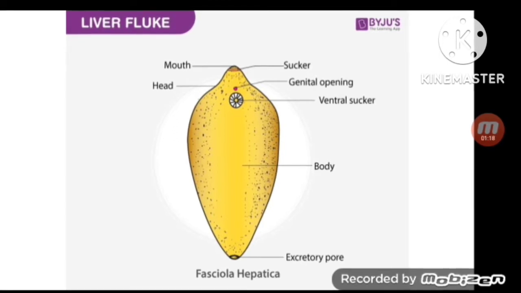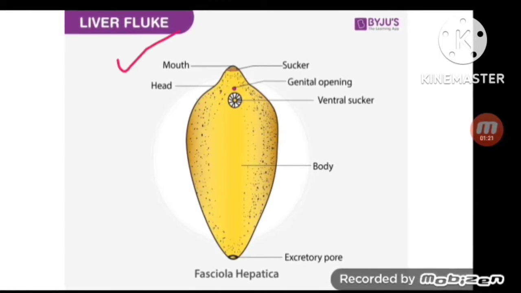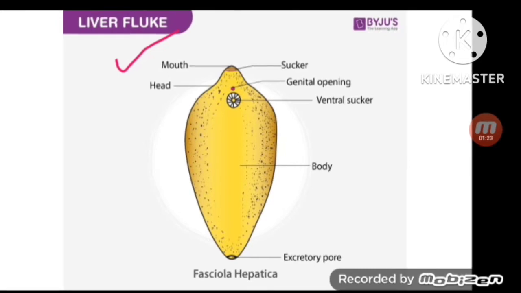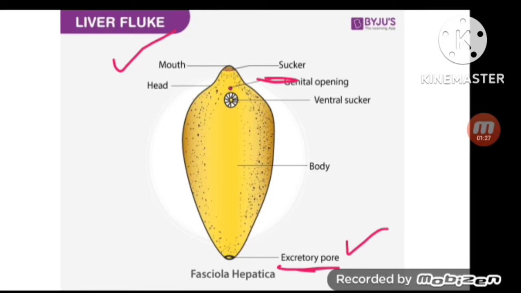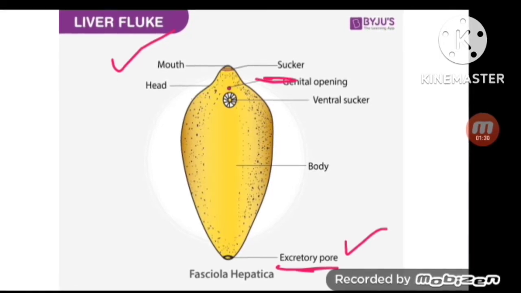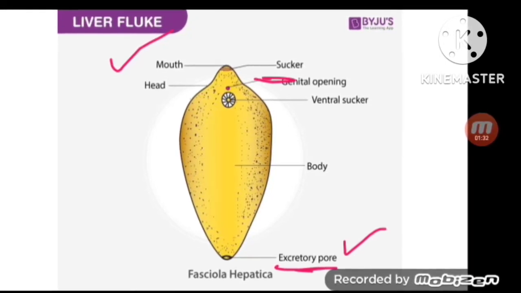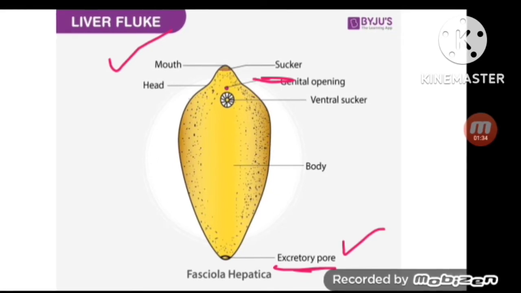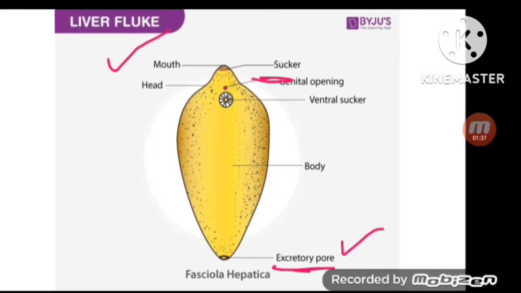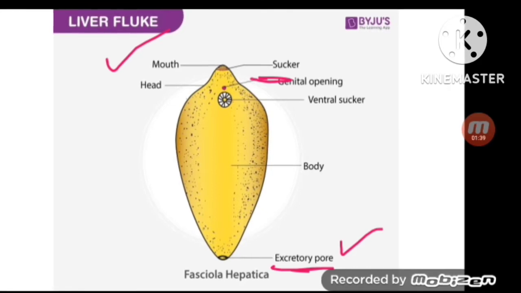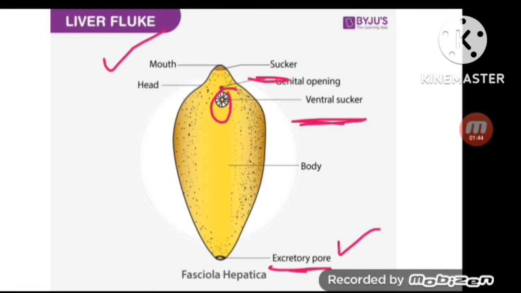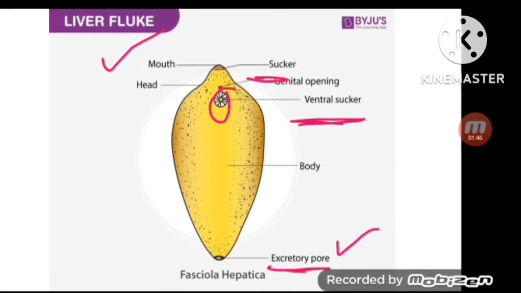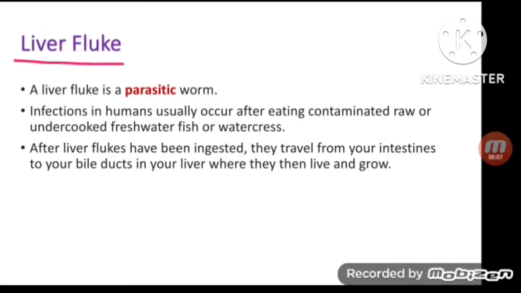If you look at the picture, you can clearly see that the mouth end is present at the anterior side while the excretory pore is present at the posterior side. Here you can see that suckers are also present, which are used for the absorption of food, because these are parasites and parasites live in the body of the host and get their food from the body of the host. Here a large sucker is present on the ventral or belly side, which is also used for absorption.